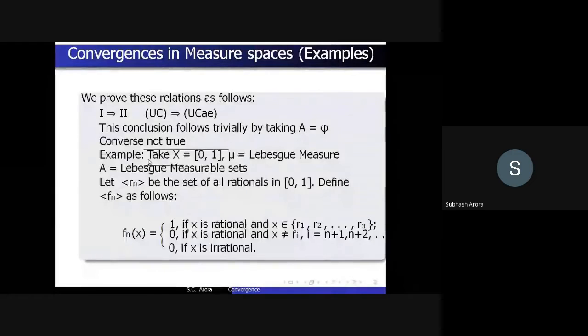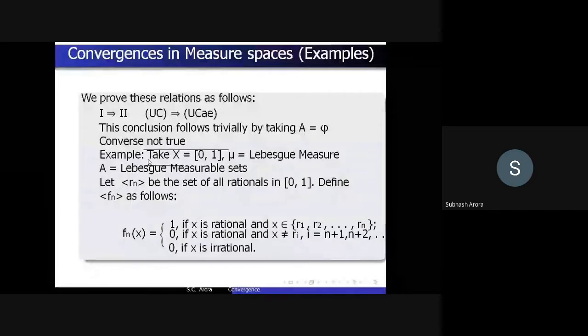But the interesting part is to see that the converse is not true. For example, if I take X to be the interval 0, 1, and mu to be Lebesgue measure. Lebesgue measure, I hope you understand.